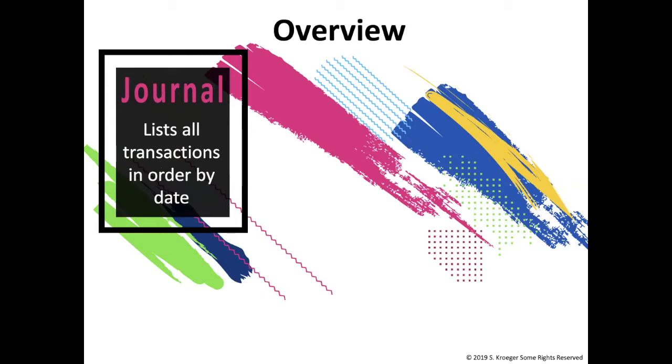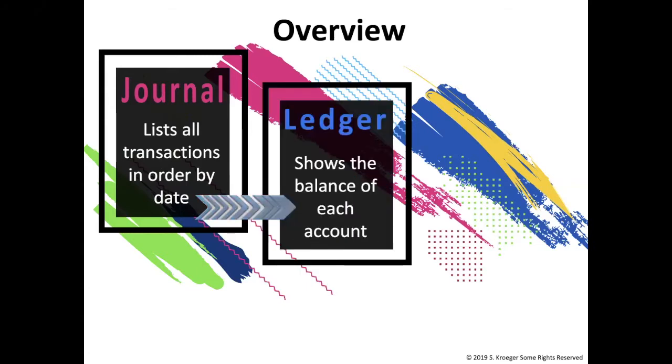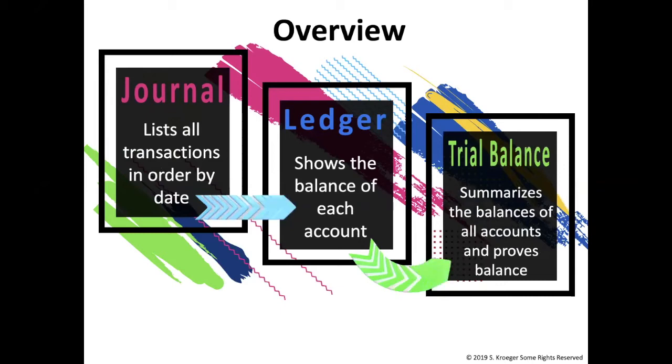is the next topic. After we journalize, we will then post to the ledger, which is the third topic. After all transactions for a period of time have been posted to the ledger, we will prepare a trial balance, which is our last topic. We will cover each of these topics individually and in more detail, but I do want to give you a brief explanation of each before moving on to this first topic.